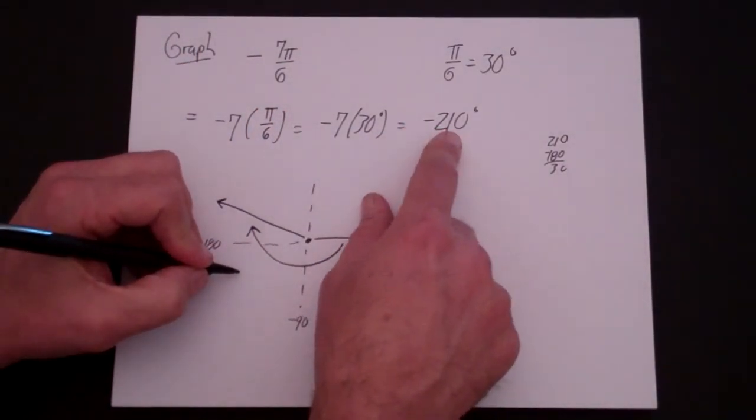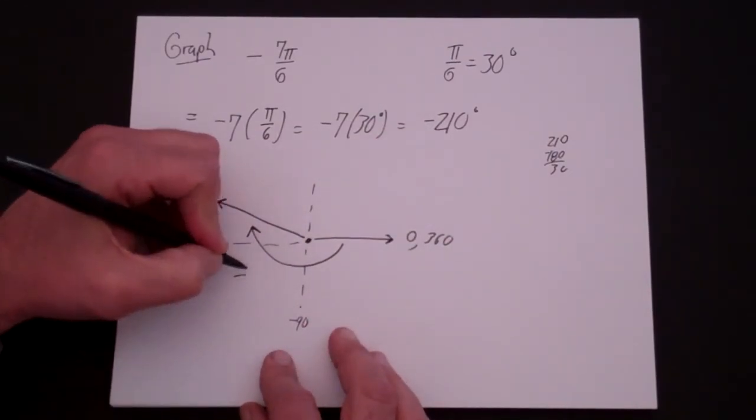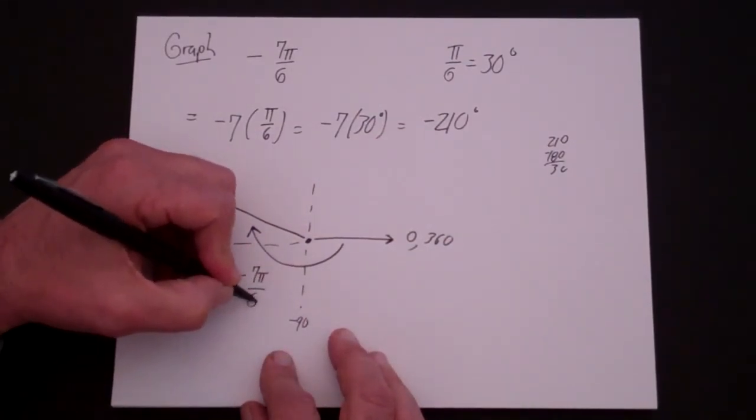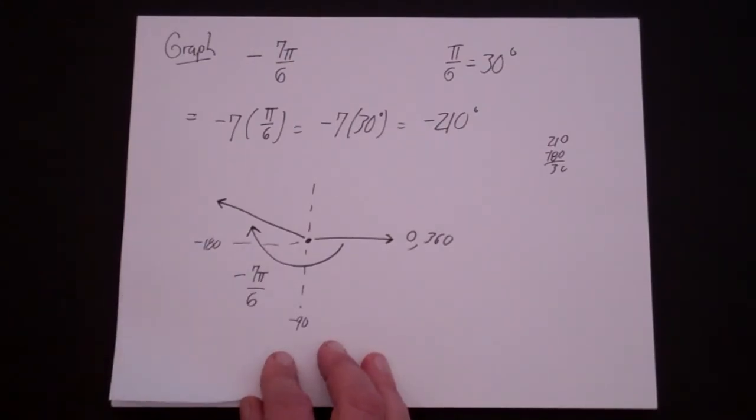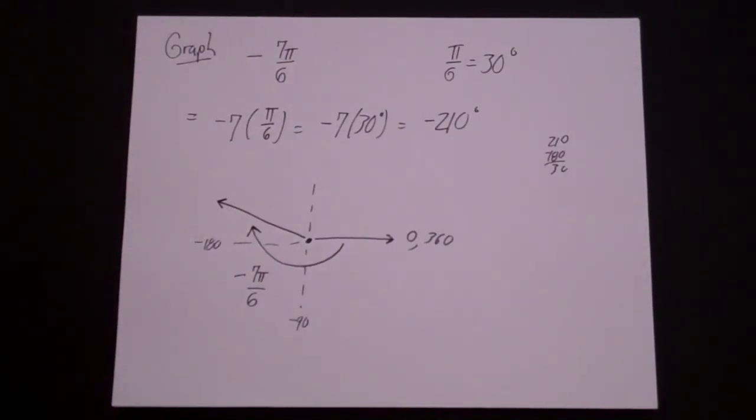Now don't label it negative 210 because then everyone knows that you've changed it to degrees. Nothing wrong with that, but it's more impressive if you use radians. And that's how you graph angles in standard position when they're radians.